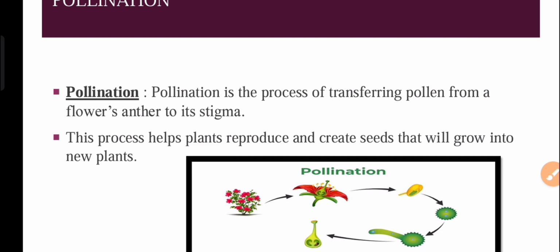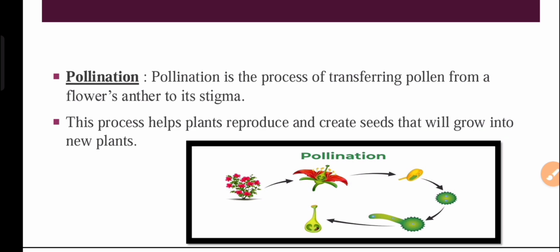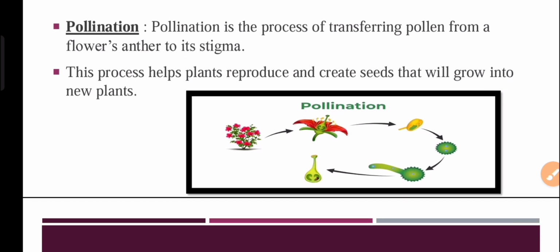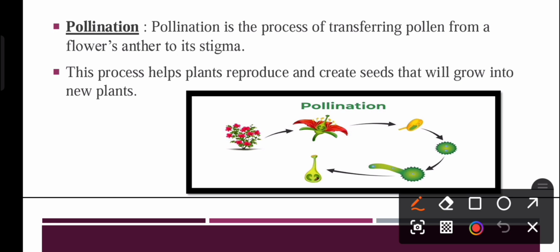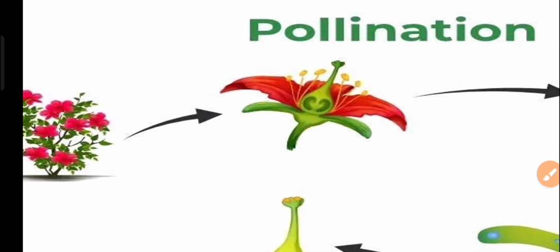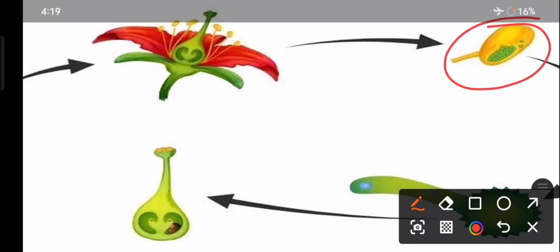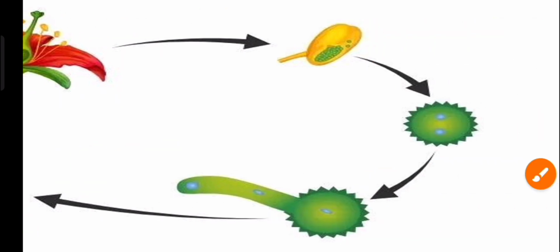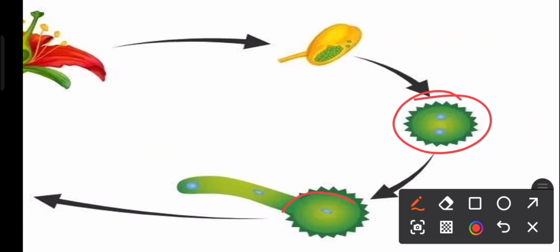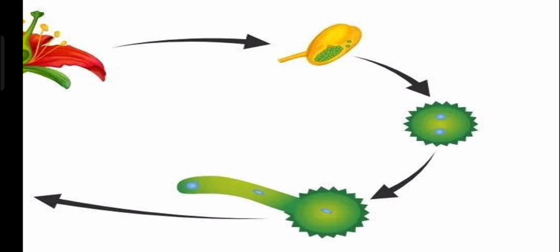Coming to pollination. What is pollination? It is the process of transfer of pollen grains from a flower's anther to the stigma. See, this is the anther. Inside the anther we can see so many pollen grains. This is the pollen grains, this is the pollen tube.